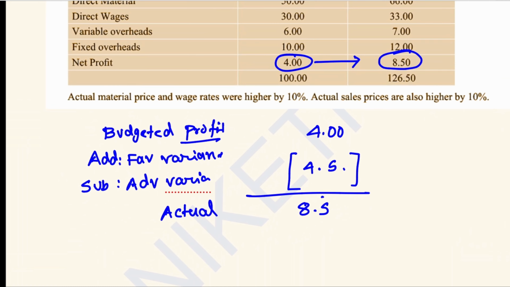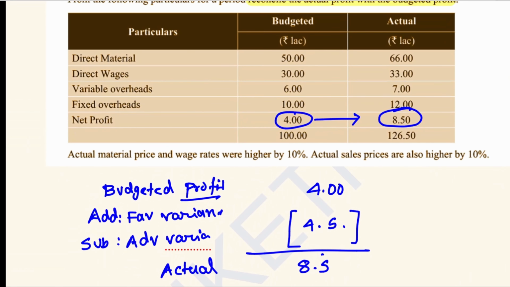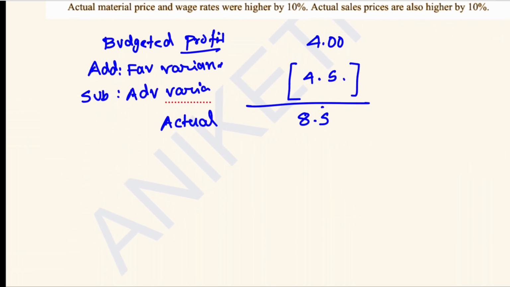So let us start with the sales variance. Sales value is given here, 100 and 126.5. So first is the sales price variance, and then you have sales volume variance. You can take only the primary variances here because the subvariances will again reconcile. And also to calculate the subvariance you need more detail. It is not given in this problem.